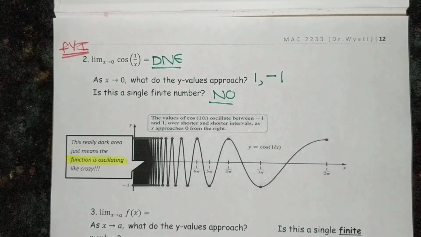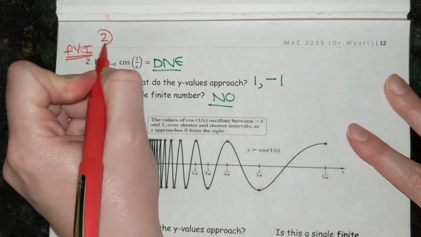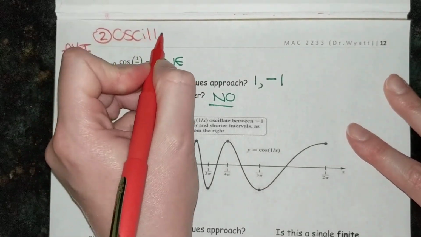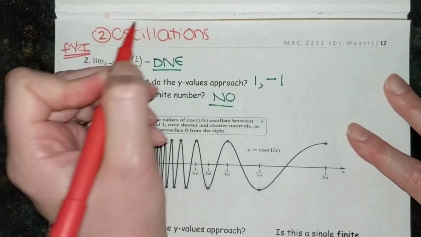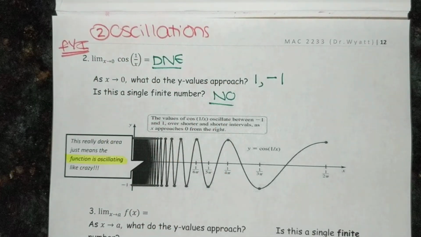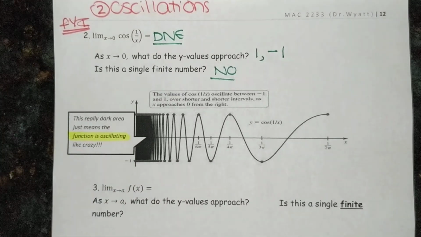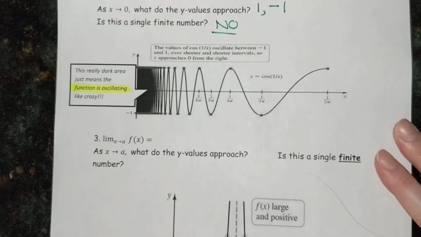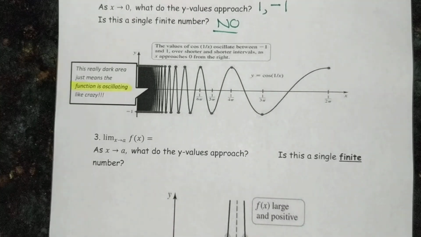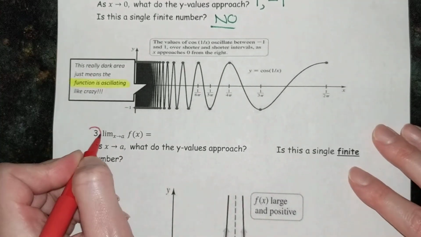But that is the second situation where your limit does not exist, is if you have oscillations back and forth that are basically increasing rapidly as you approach x equals 0, like the period is going to infinity. Okay, and then the third situation that can happen is this example.